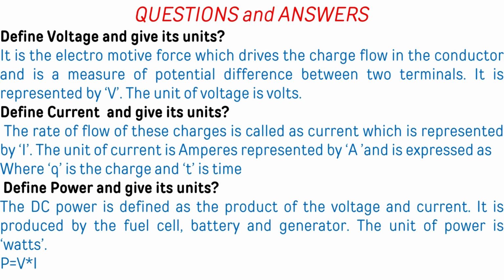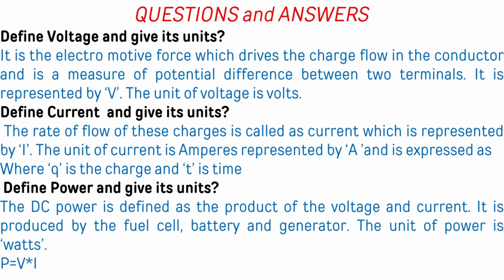Define current and give its units. The rate of flow of these charges is called current, which is represented with I. The unit of current is amperes and is represented with A, and it can be expressed as I equals dq by dt, where q is the charge and t is the time.